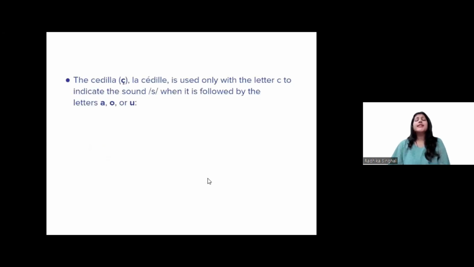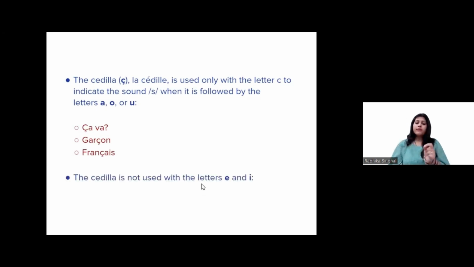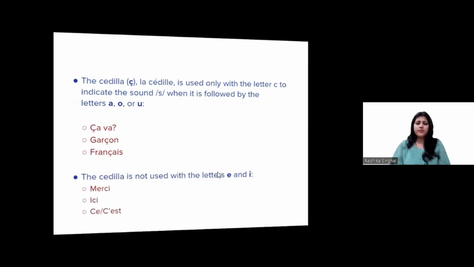The next accent is the cedilla or la cédille. As we learned earlier, the pronunciation of the letter C is say. But when the letter C is followed by A, O, or U, we put the cedilla to emphasize the S sound. Ça va, garçon, français. But when the letter C is followed by alphabets E and I, we do not put a cedilla on it. Okay, so this is your basic difference.